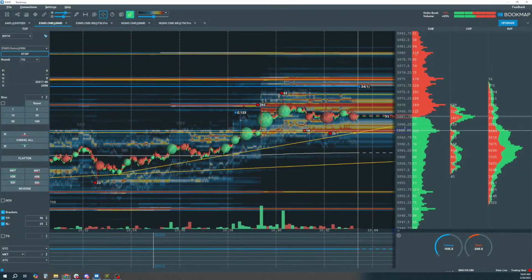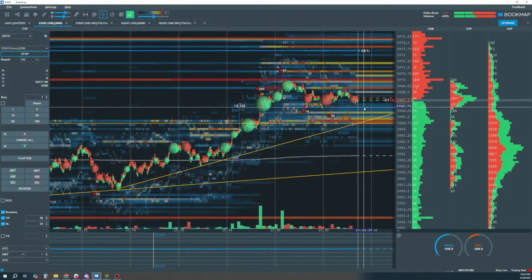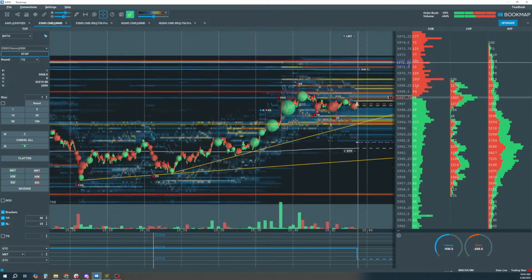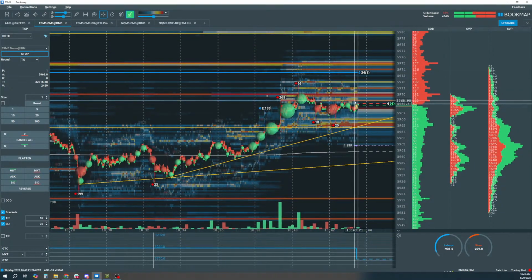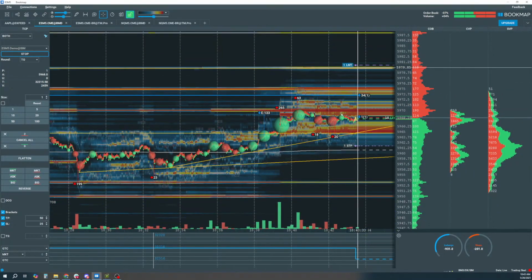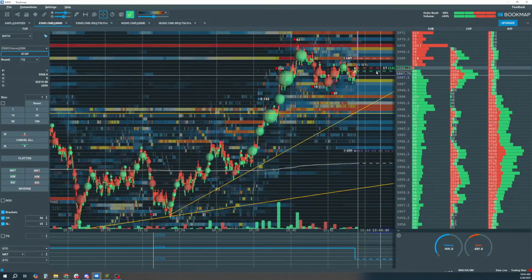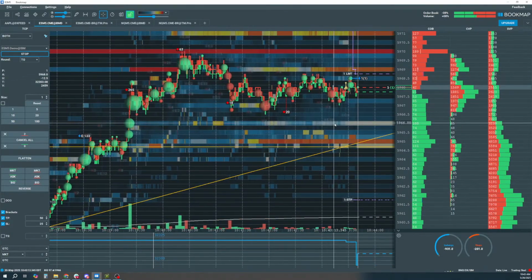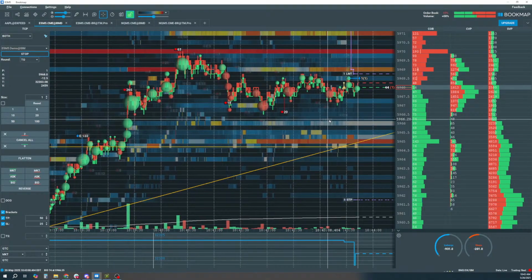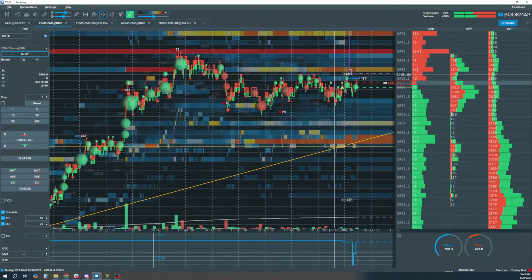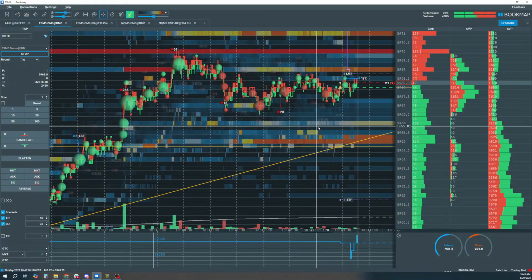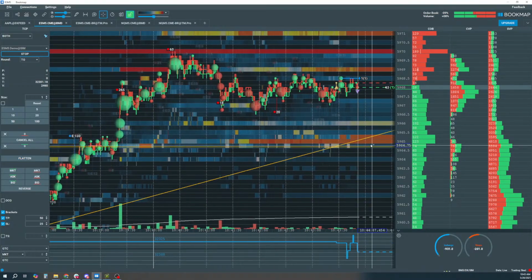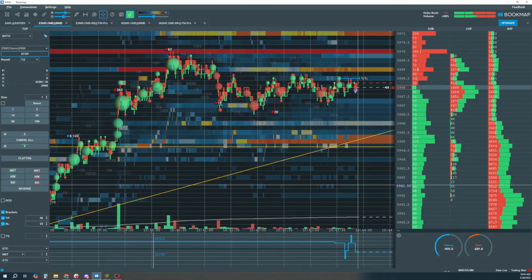Looking for pullbacks and then a retest back up here. Let's just get in market and see if we can get up to the top of that little range right there, and that liquidity. All right, I'm just going to hit exit. Okay, so there's a loss of a tick there.